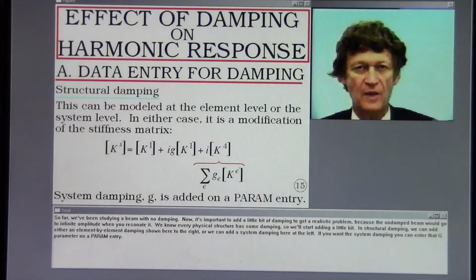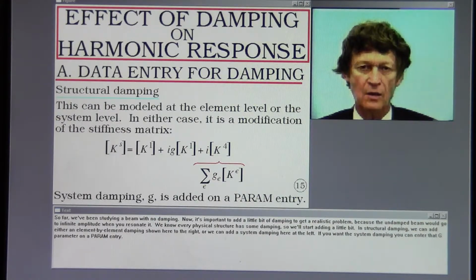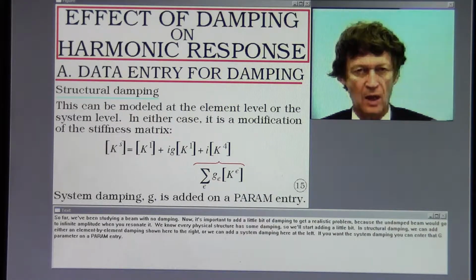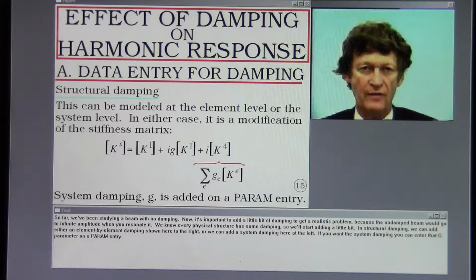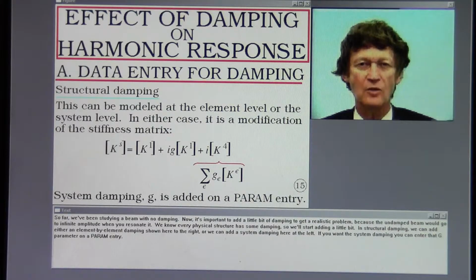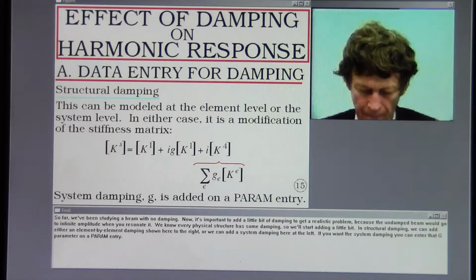So far we've been studying a beam with no damping. Now it's important to add a little bit of damping to get a realistic problem, because the undamped beam would go to infinite amplitude when you resonate it. We know every physical structure has some damping, so we'll start adding a little bit.